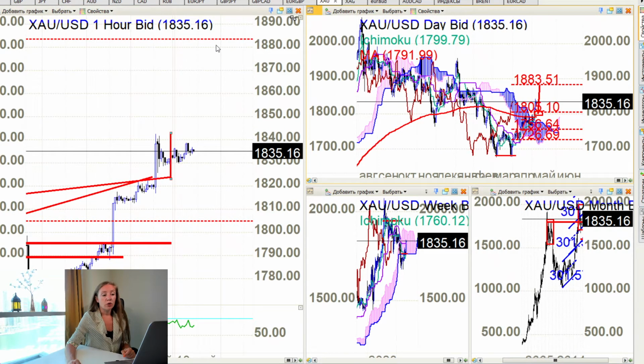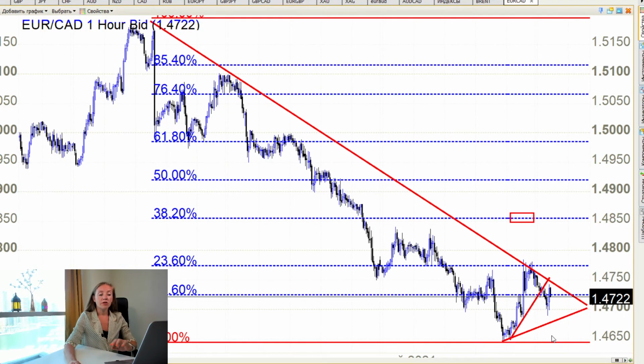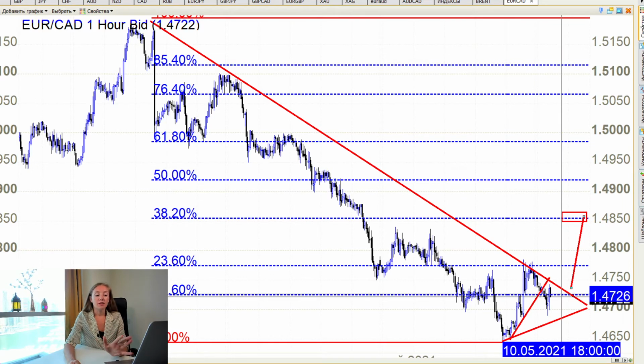For gold, we are waiting for higher prices. They are not giving us a good entry point right now, but above 1840, they may go up to 1880, 1883. This is the target. For Euro Canadian dollar, I'm still waiting. I don't enter the market yet. Maybe they will give us an opportunity to buy like this, above 147.20.